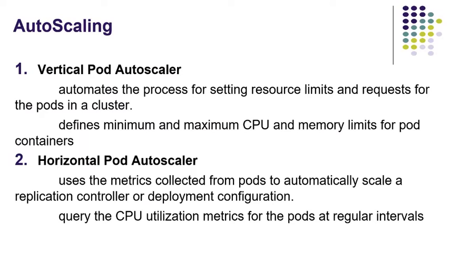Then you can provide auto scaling for your integration server pods. You can provide a vertical pod scaling, and also configure a horizontal pod scaling. When you're talking about the vertical pod autoscaler, it helps you automate the process of setting your resource limits and requests for the pods in a cluster. That is, you are defining minimum and maximum CPU and memory limits for a pod container. That is nothing but your vertical pod autoscaling.